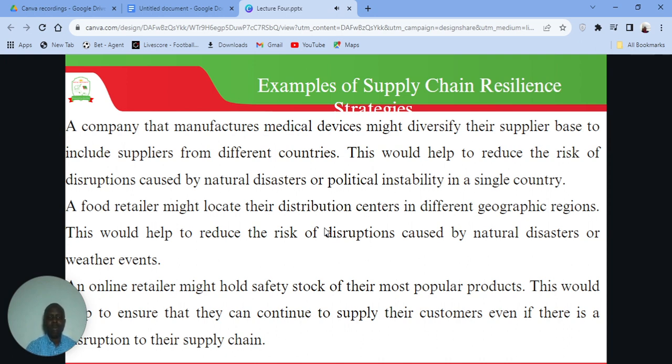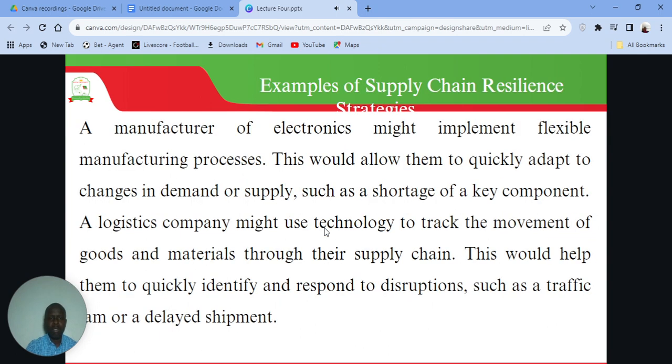For example, a company that manufactures medical devices might diversify their supply base to include suppliers from different countries. And of course, when we do this, we reduce the risk of disruptions that are caused by natural disasters or political instability. Another example is in relation to a food retailer, that we might locate the distribution centers in different geographical regions. So we reduce the risk of disruption caused by natural disasters in a specific region, and so on and so forth. So diversification is key here in this particular discussion.